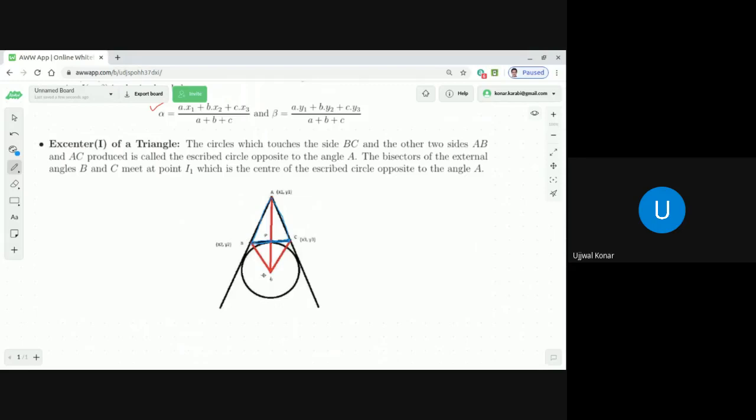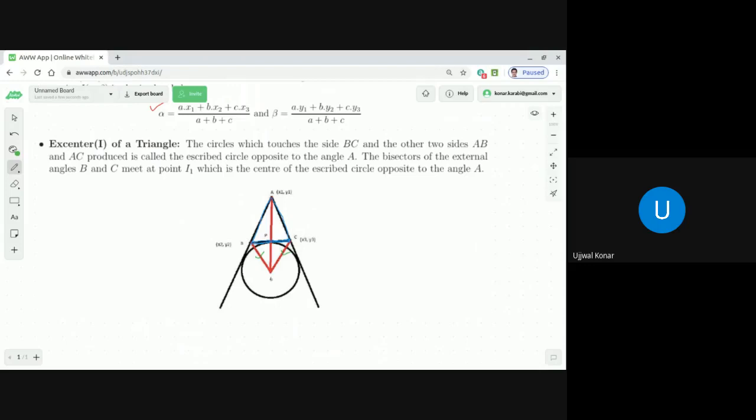So these are the two bisectors. This is one bisector, and those two are the bisectors of the angle B and C, but they are external bisectors. Okay, and then they will intersect at a point.